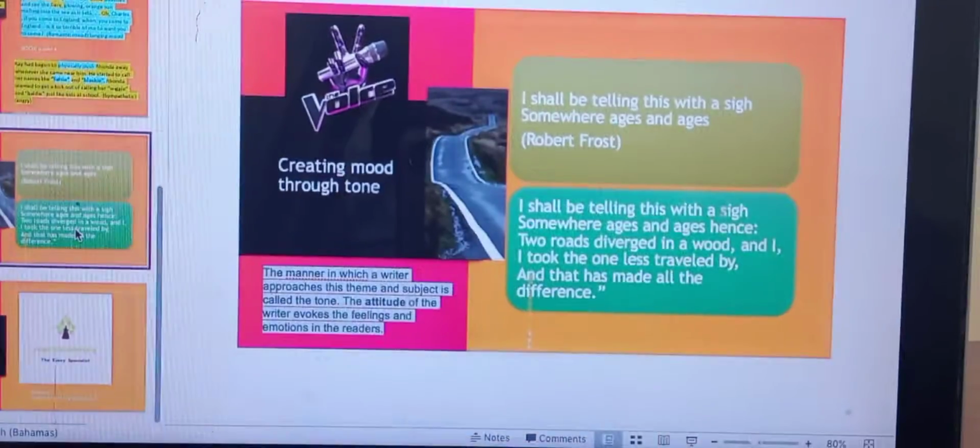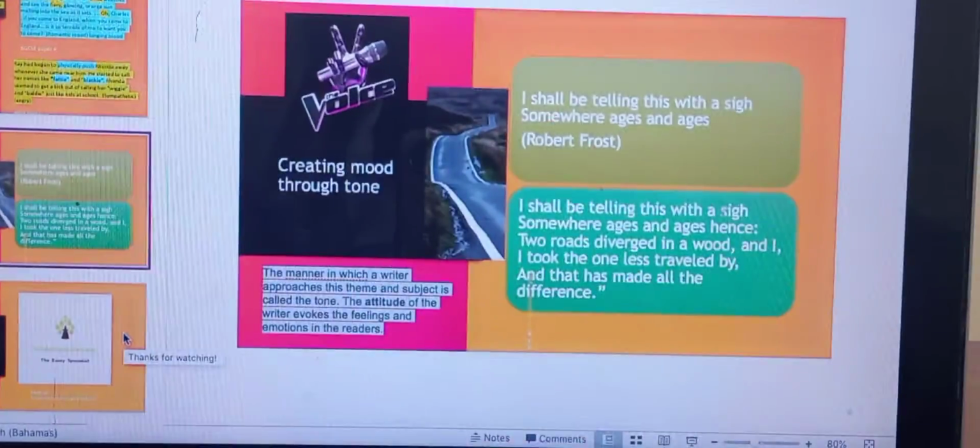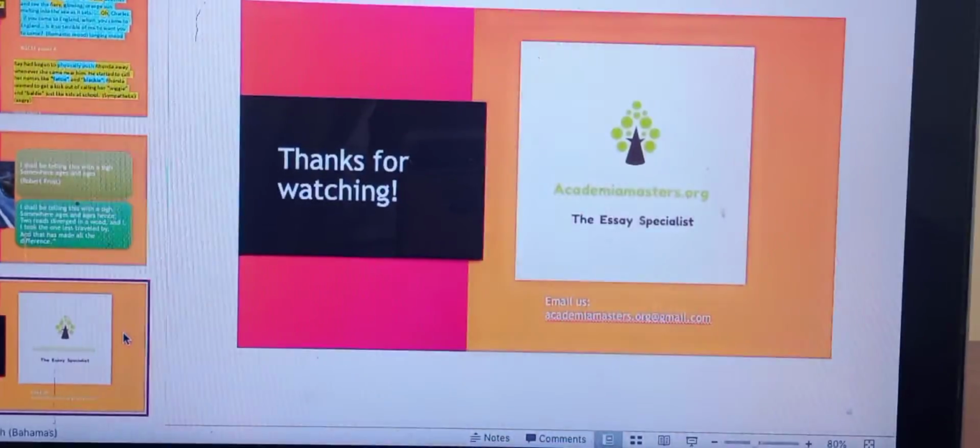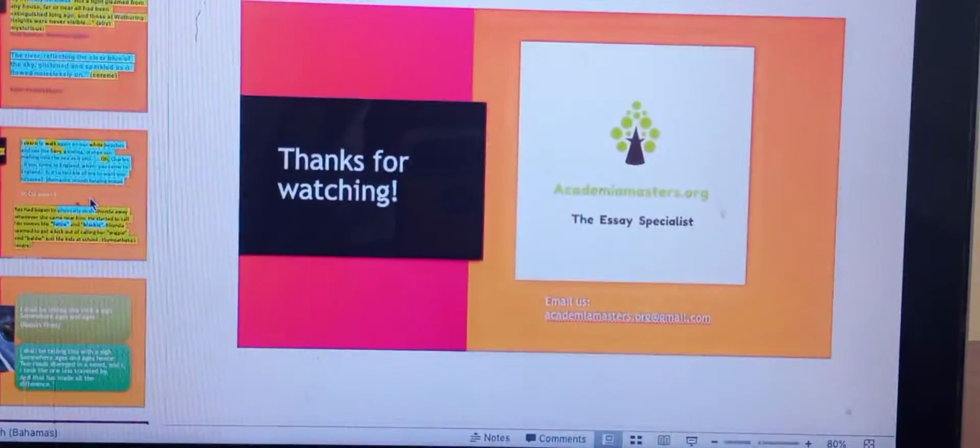Now, this is just an illustration of how we can find the mood. Of course, we're going to do much more practice, but we wanted to help you see the different ways.